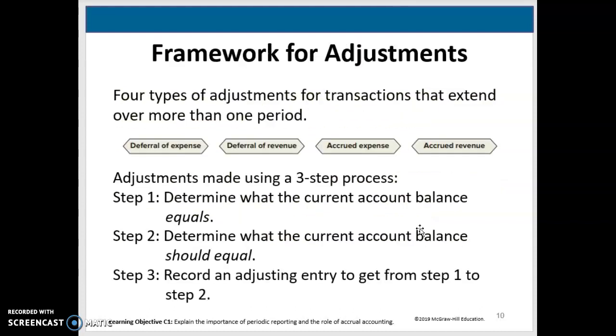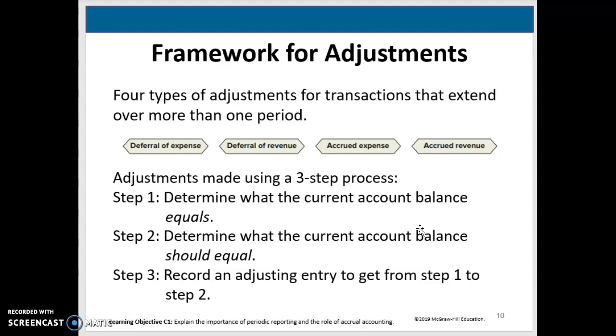All right. So in Chapter 3, we're going to be looking at adjusting entries. We're going to use what we call a 3-step process to make sure that we can get to the ending balance that we should. There are 4 types of adjustments that we're going to be looking at. Adjusting entries are made at the end of the accounting period to reflect a transaction or event that has not yet been recorded. So it's helpful to group adjustments by the timing of cash receipts or cash payments in relation to the recognition of their expenses or revenue.